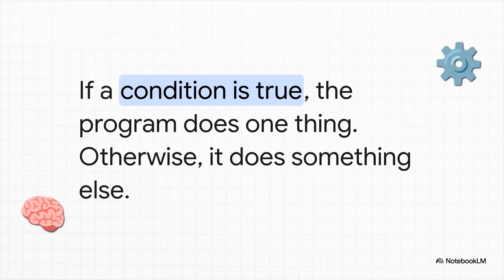Well, it all comes down to a simple but powerful idea, the if statement. It's pure, simple logic. If some condition is true, say a user is over 18, then the program does one thing. Otherwise, it does something else. This is it. This is the key to making a program feel interactive and smart.